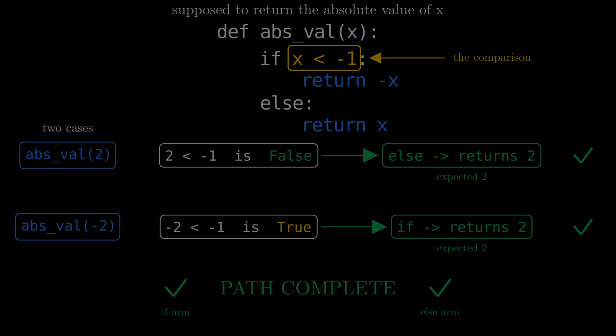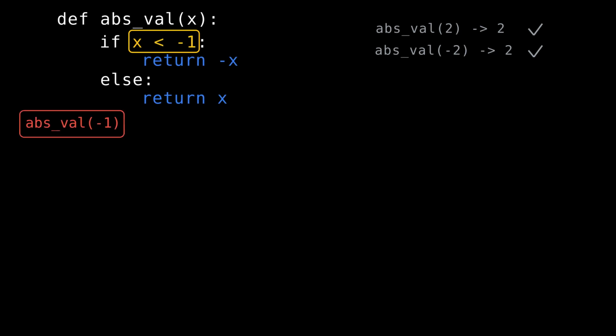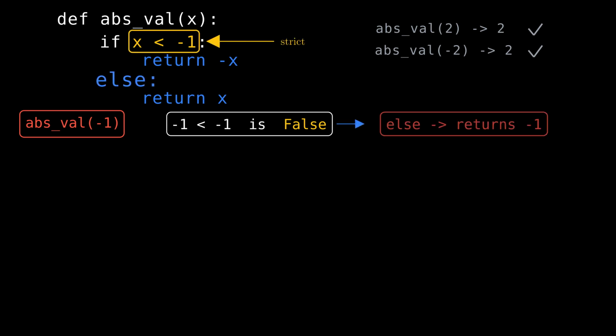Now feed it -1. -1 is not less than -1. The comparison is strict, so we fall through to the else and return x unchanged.